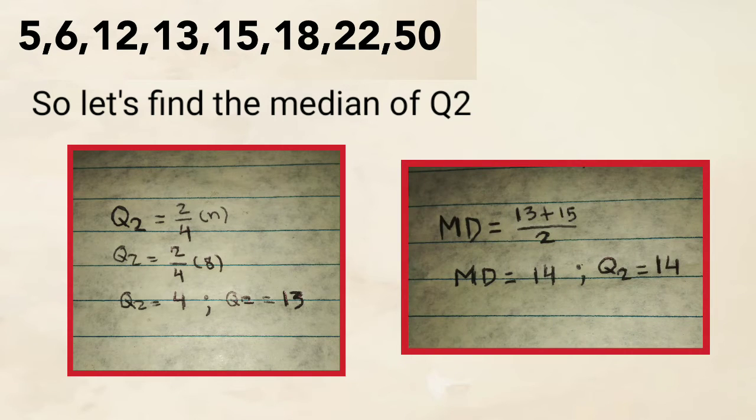After that, let's find the difference between the two values where Q sub 2 is situated. So 13 plus 15 divided by 2 is equal to 14. Therefore, the median of our Q sub 2 is 14.